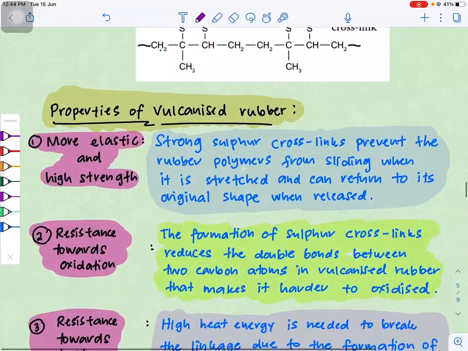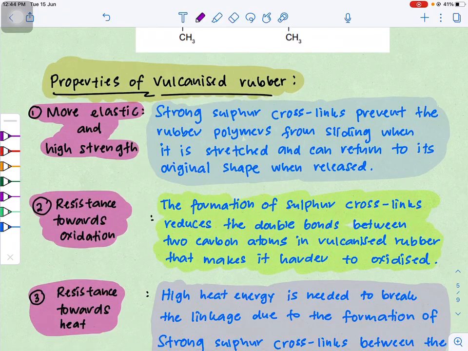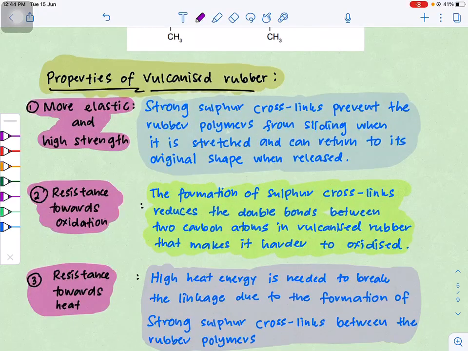Okay, next, moving on to the properties of vulcanized rubber. Why vulcanized rubber is more elastic? Because the strong sulfur crosslink will prevent the rubber polymers from sliding when it is stretched and can return to its original shape when released. This is why the vulcanized rubber is more elastic.